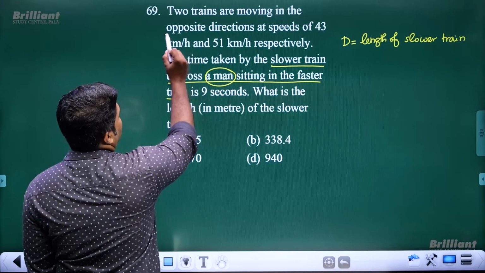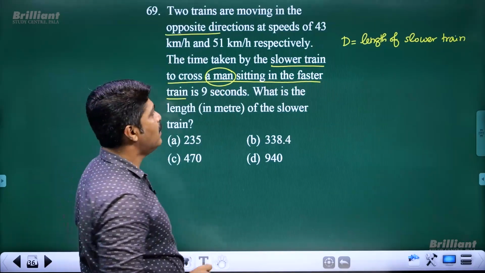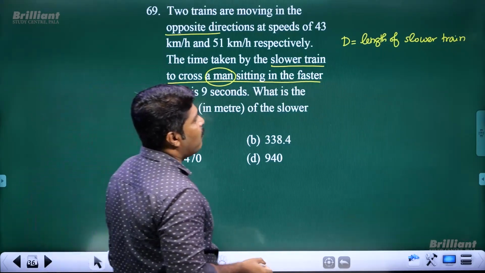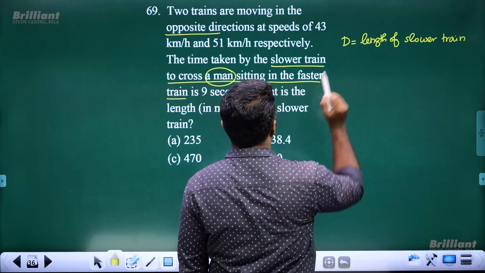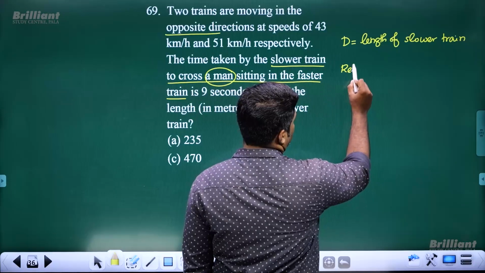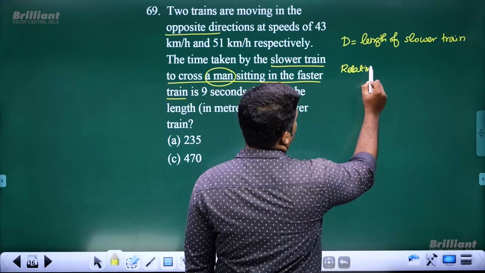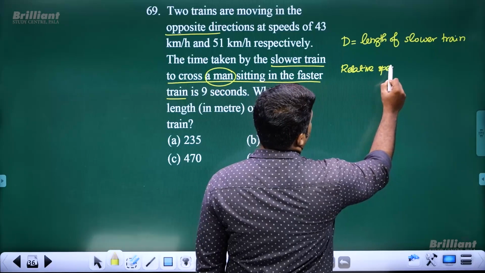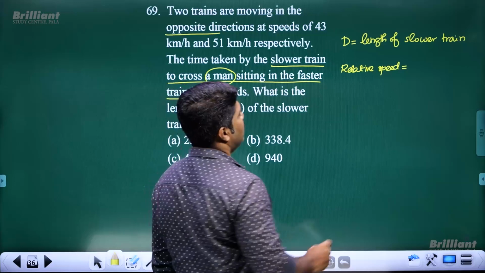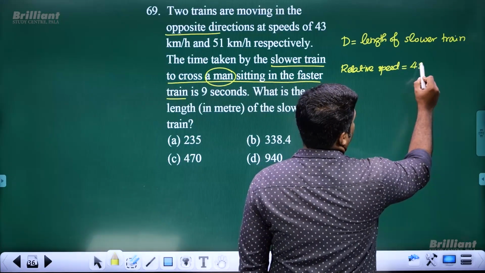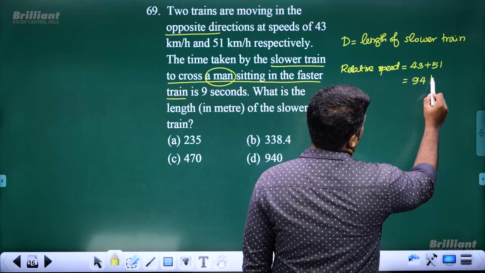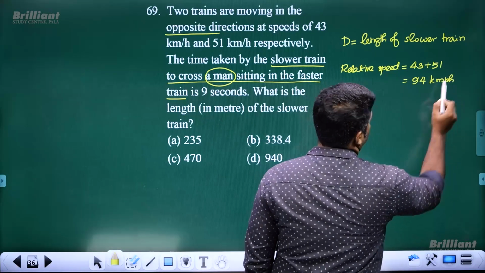We have to consider the further concept. So they are in opposite directions at 43 km per hour and 51 km per hour. Then what is the relative speed here? If two moving bodies are in opposite direction, relative speed is nothing but the sum of their individual speeds. So that is 43 plus 51. So that is 94 km per hour.